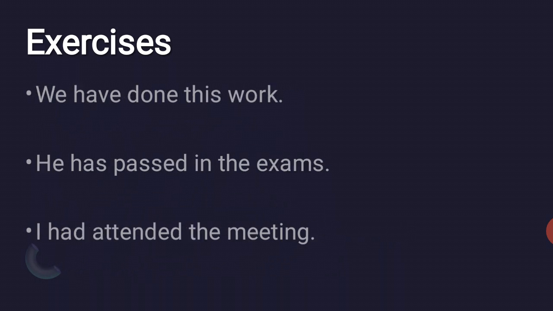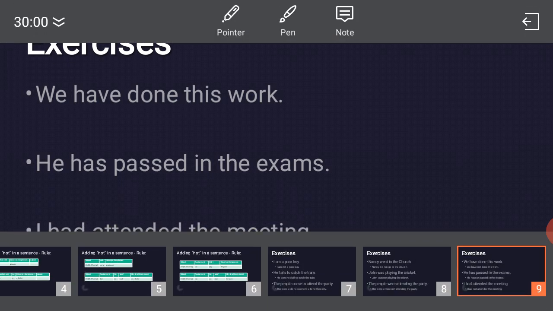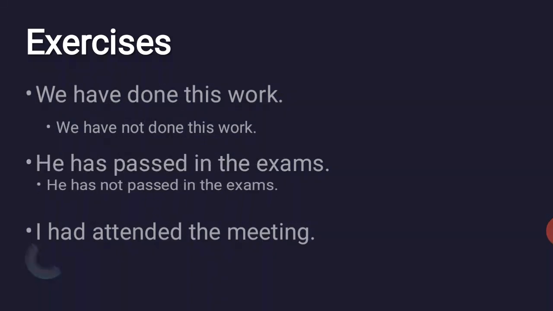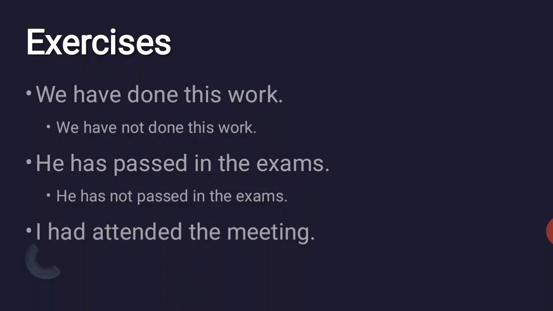And we have done this work. It is given in perfect tense, and have is the auxiliary verb, and done is the main verb, and have is helping the done. So we have to add not only in the sentence. We have not done this work. So he has passed in the exams. He has not passed in these exams. I had attended the meeting. I had not attended the meeting.